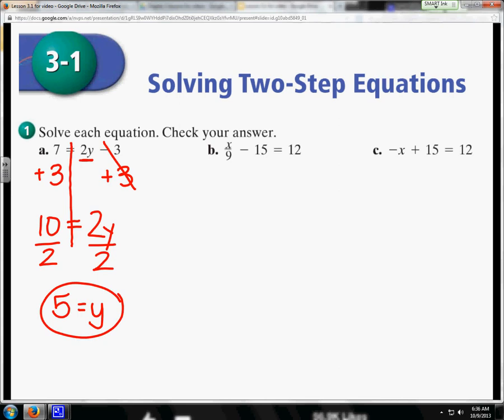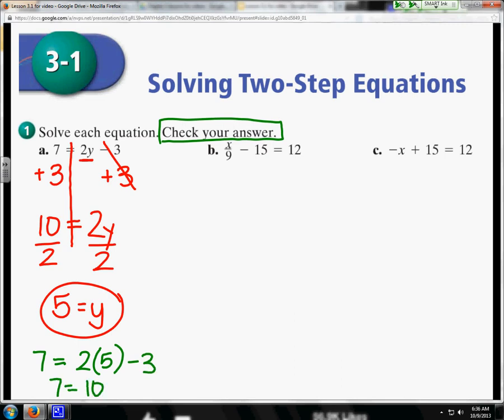Now, you want to check your answer, which it says right here. Check your answer. So what that means is put in 5 for y. So I have 7 equals 2 times 5 minus 3. Does 7 equal 10 minus 3? Yes, it does.